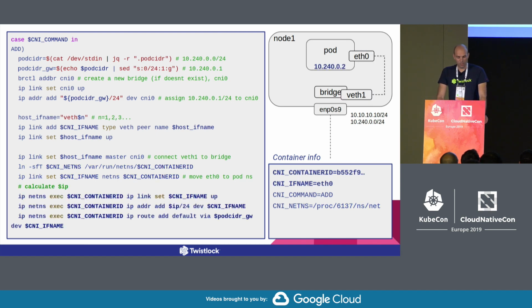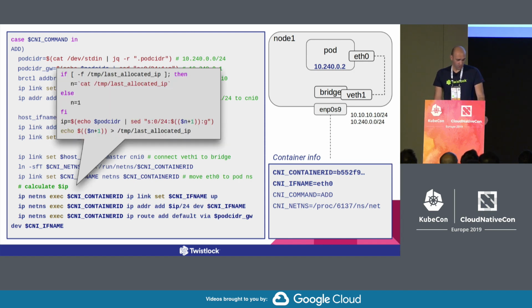Then I need to calculate the IP. So you can see in the diagram, it's going to be something .0.2. While there are many ways to calculate IPs from the point of view of the CNI, there are ready tools such as DHCP and host-local and other means as well, I decided to do something that is very simple and is good enough for the sake of this talk. I'm simply going to use a file that holds the last IP, and I'm incrementing it by 1 every time, updating the file, and then I have the IP, and I can use it.